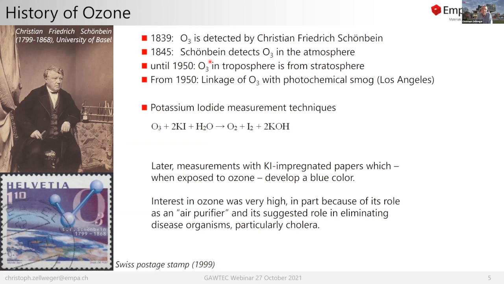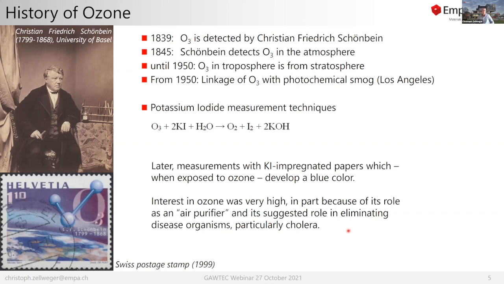But until the 1950s, it was believed that the ozone in the troposphere is mainly from intrusion from the stratosphere, which we know nowadays is of course not true, because it's photochemically produced. I will not go into detail on how ozone is produced, but it was then linked in the 50s with the Los Angeles smog. Ozone was also of very high interest at the time of Schönbein, because they believed, which is probably kind of true, that it can be used to disinfect something. They believed that it has an important role as an air purifier and eliminating some disease organisms.